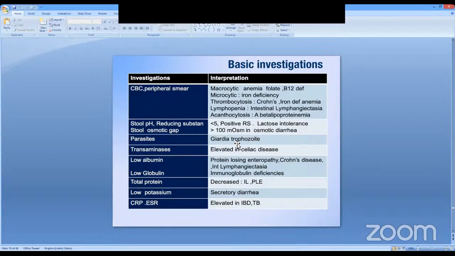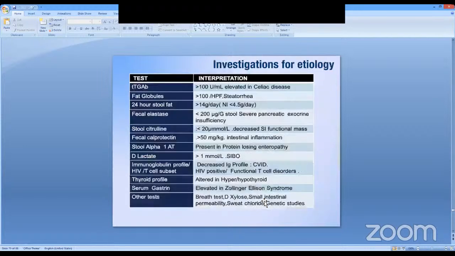Parasites: Giardia trophozoite indicates it is because of the parasites. Transaminase elevated in celiac disease. Low albumin, as I have said already, indicates protein-losing enteropathy or Crohn's disease or intestinal lymphangiectasia. Low globulin indicates immunoglobulin deficiency. Total protein, if low, indicates either intestinal lymphangiectasia or protein-losing enteropathy. Low potassium is a very good clue, indicates secretory diarrhea. And CRP and ESR raised, if there, indicates always IBD or TB.